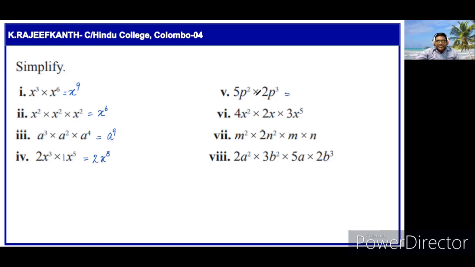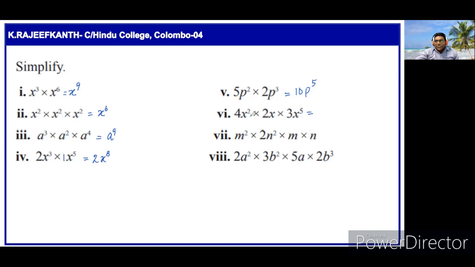Then the fifth one, 5p to the power 2 times 2p to the power 3. So first we should multiply the numbers, 5 times 2, 10. Then we can multiply these two powers because they have the same base. If we add these two indices, then p to the power 5.